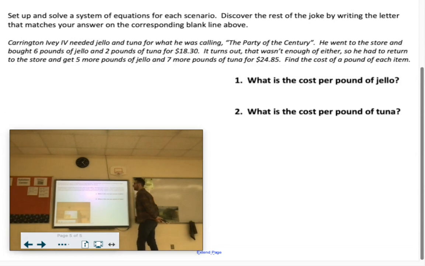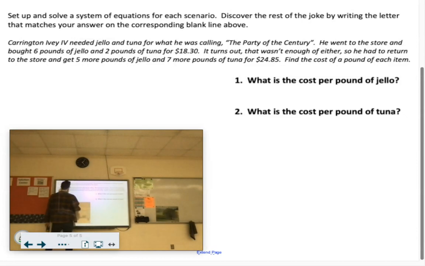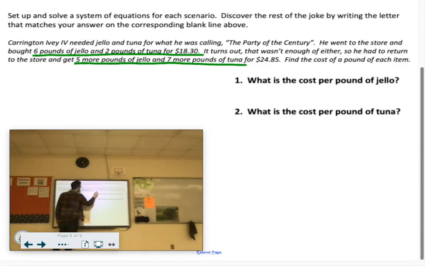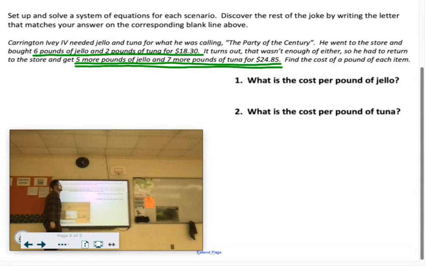So the first one: Carrington Ivy the Fourth needed Jello and tuna for what he was calling the party of the century. He went to the store and bought 6 pounds of Jello and 2 pounds of tuna for $18.30. That's probably going to be pretty important. Turns out it wasn't enough of either, so he had to return to the store and get 5 more pounds of Jello and 7 more pounds of tuna for $24.85. Find the cost of a pound of each item.